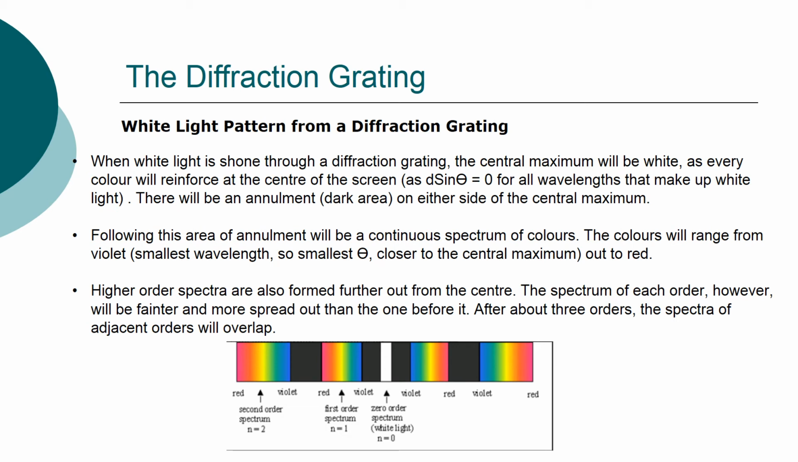Now after that we'll see another section of annulment, and it'll spread out even further in the next spectrum and further. Now higher order spectra, so beyond the first one, are also formed further away from the centre. Now they'll be fainter and more spread out, as I just said, and after about 3 orders the spectra of adjacent orders will start to overlap. So if this little diagram was extended 1 order further, we would see that the colours of the next one, which is so spread out, actually start to overlap, and we might not get a patch of black in between the two spectra, and the colours would start to blend together.